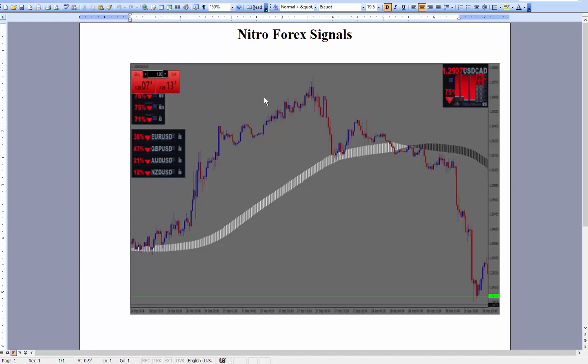This one I'll have to run a test on, the Nitro Forex signals. It tells you different currency pairs here, whether you should be buying. Look, this one is actually selling. It tells you the strength of it. And of course, like I said, you have to put the indicator on it, and you got to play around with it and demo trade and see how it performs.